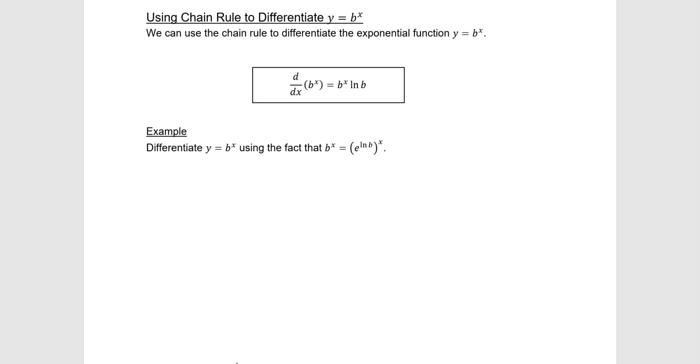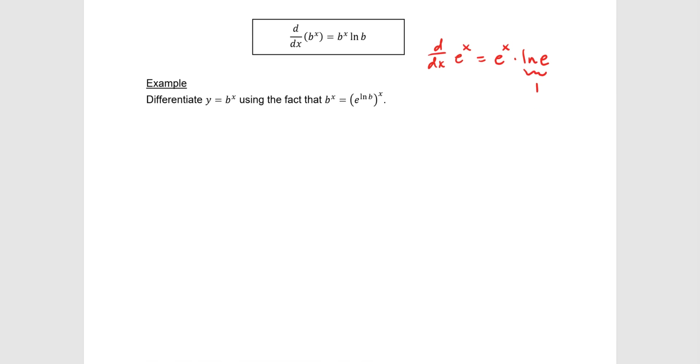So we can see here that if we were differentiating d dx of e to the x using this rule, that equals e to the x times the ln of e. We know the ln of e equals 1, so the derivative of e to the x is just e to the x. Okay, so let's go ahead and show why this is real quick before we see an example.